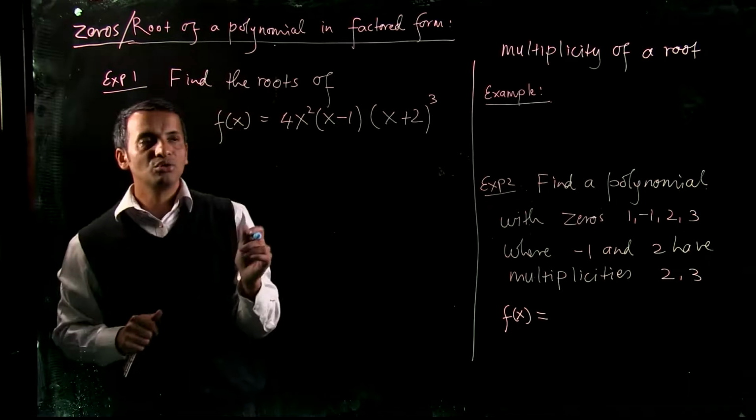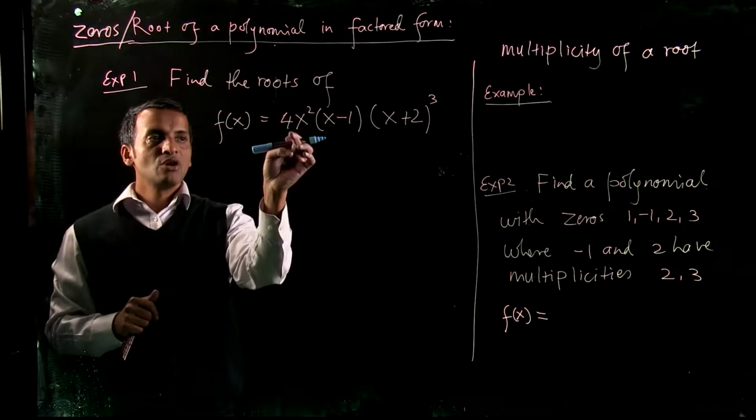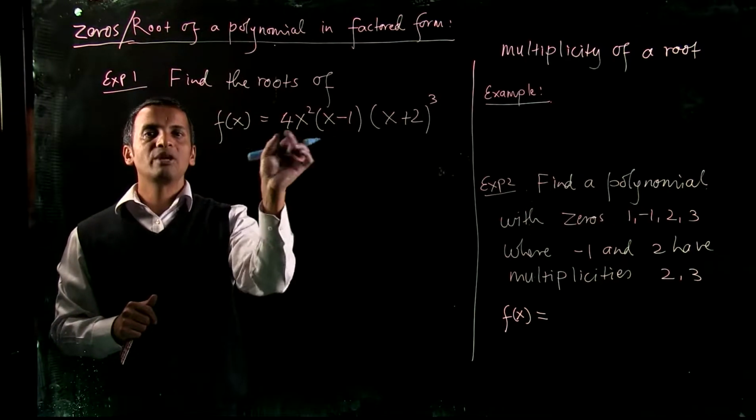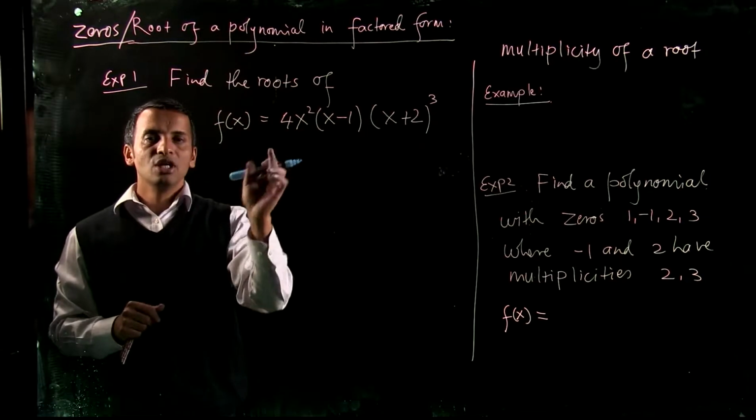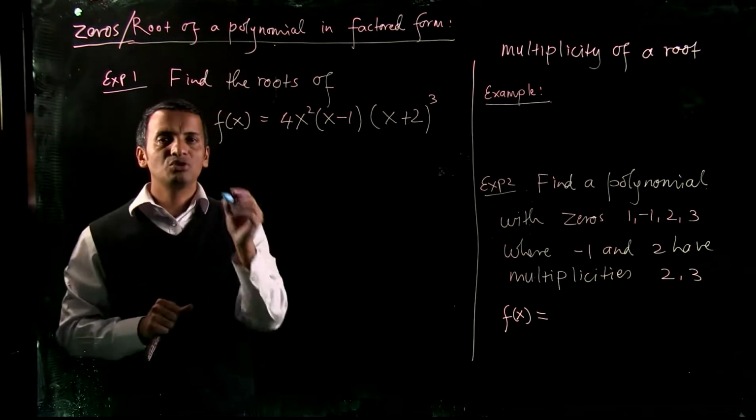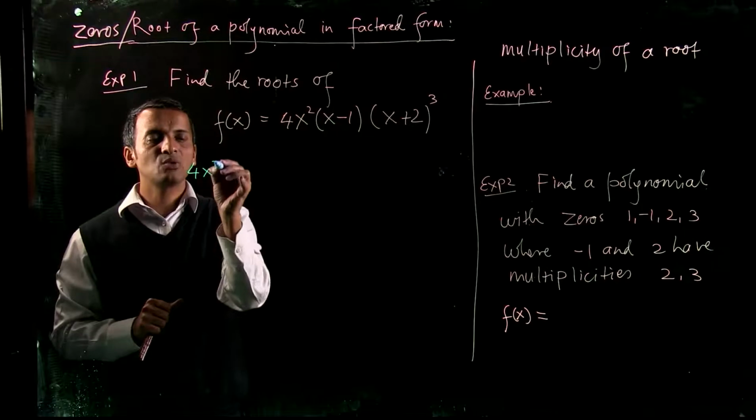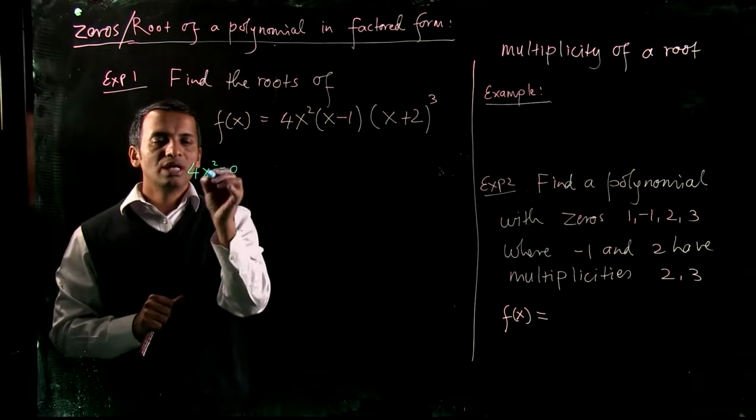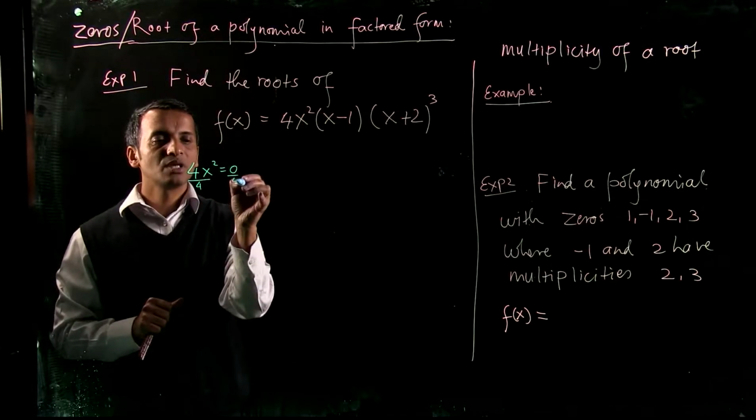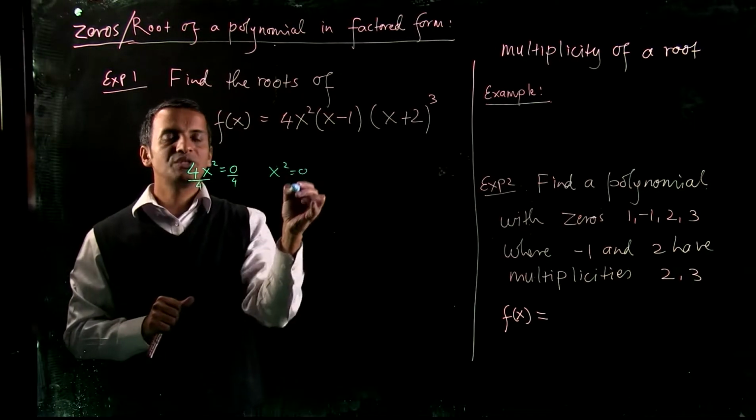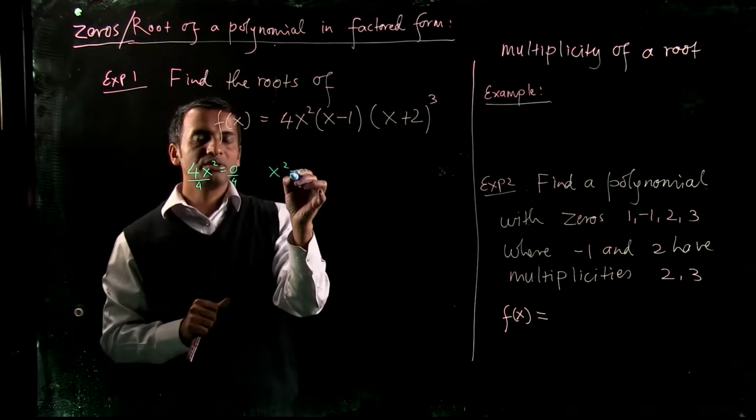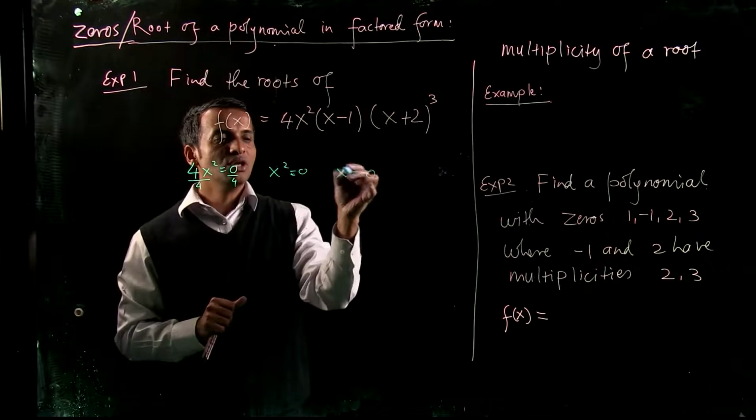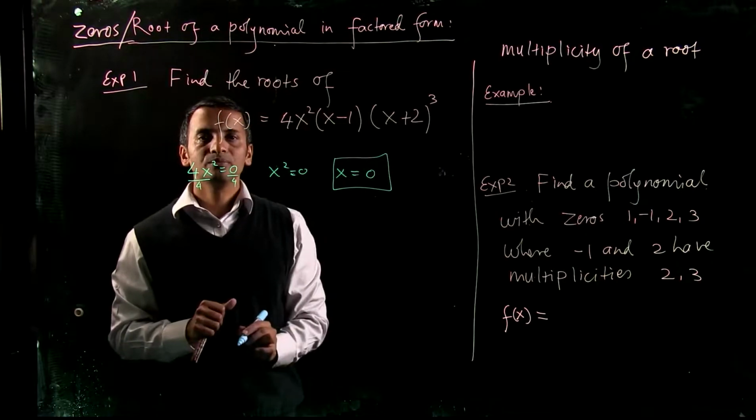Okay, so how do we find those roots? First of all, 4x squared is one factor, so you find a root from there. You set each factor equal to 0. So you write 4x squared equals 0. Now divide both sides by 4. You get x squared equals 0. Now you take the square root. What do you get? x equals 0. So this is one of the roots.